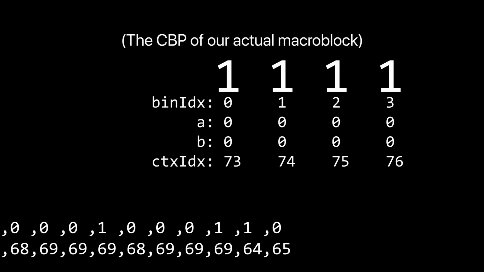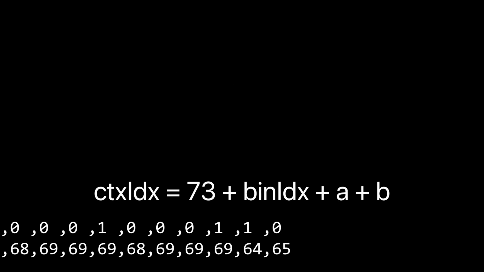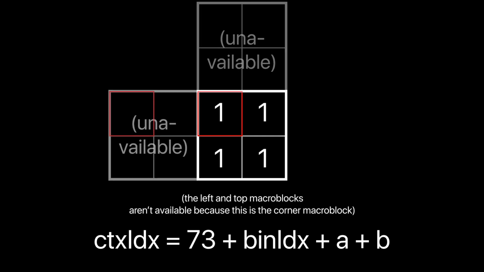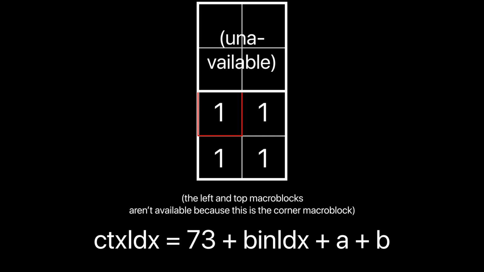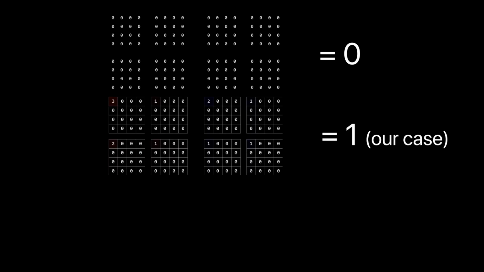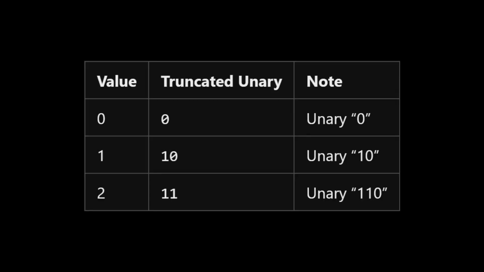Encode using CABAC with context model 73 plus bin idx plus A plus B. A is 1 if the left macroblock is available and its corresponding 8x8 region is empty, and B is the same but for the top macroblock. For our Chroma coded block pattern, we use the same logic as before. 0 if all Chroma residuals are empty, 1 if only DC residuals are present, and 2 if AC residuals are also present. Write this with Unary and limit it to 2 bits.